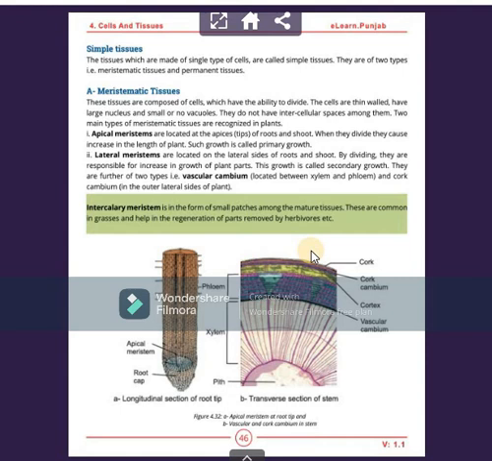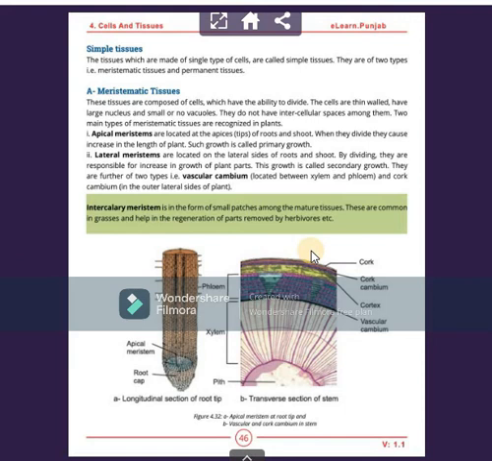These tissues are composed of cells which have the ability to divide. These cells are thin-walled, have a large nucleus and small or no vacuole. They do not have intercellular spaces among them. So it has also two types, the apical meristem and lateral meristem.